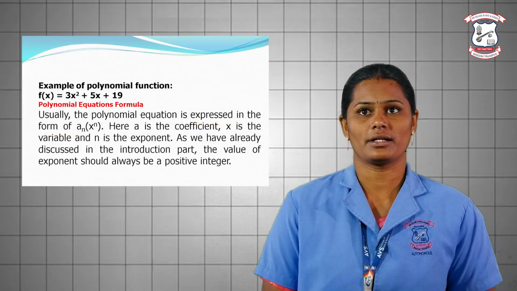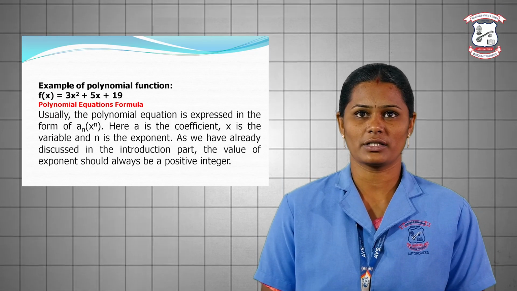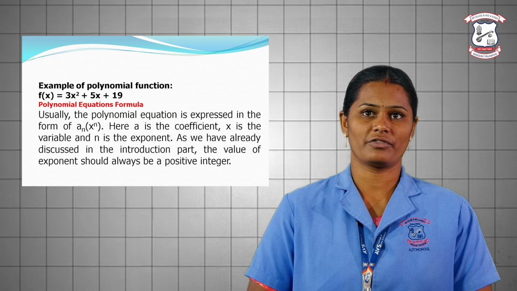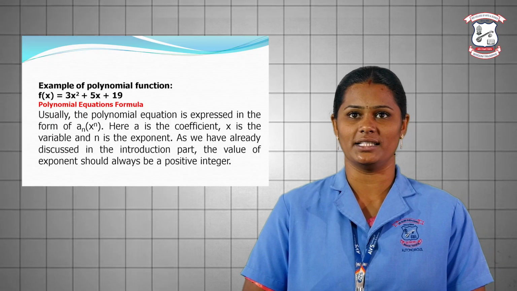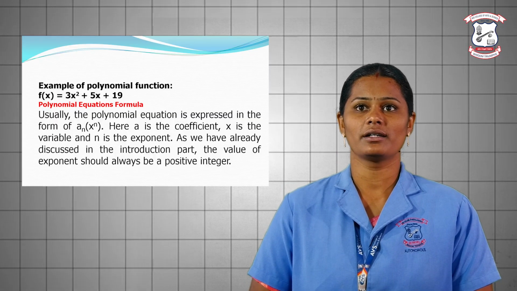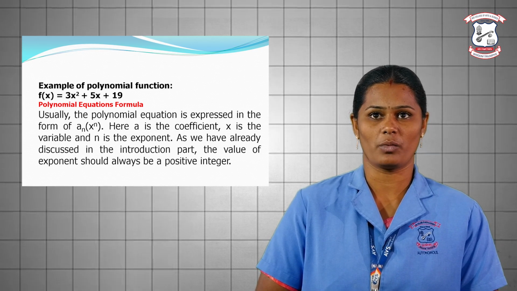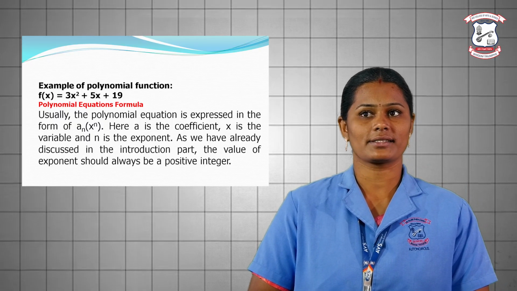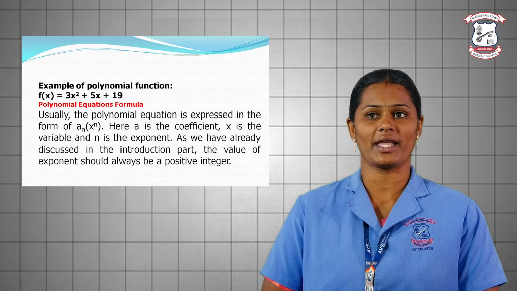Next. So first we are going to see an example of a polynomial function. The polynomial function we can write as f of x. See the example, f of x equal to 3x square plus 5x plus 19. So this is the polynomial equation. In that equation, the polynomial is expressed in the form of a_n into x power n. Here a is the coefficient, x is the variable and n is the exponent.